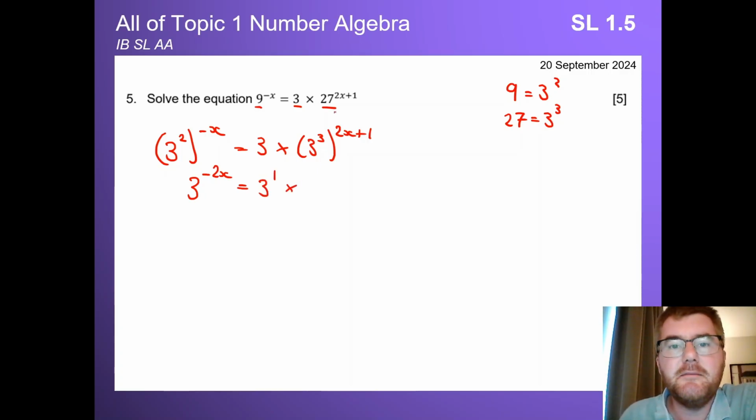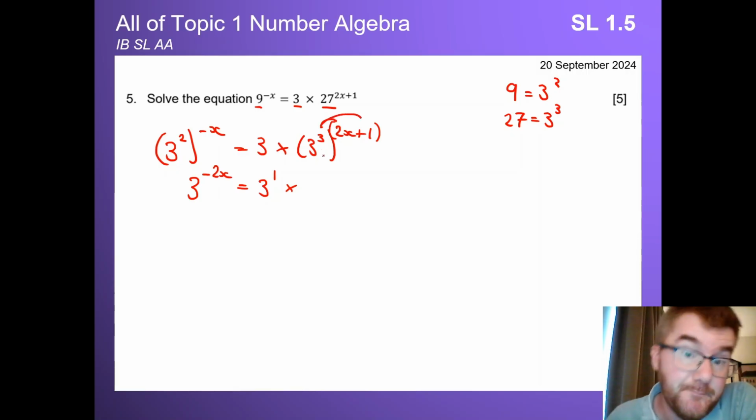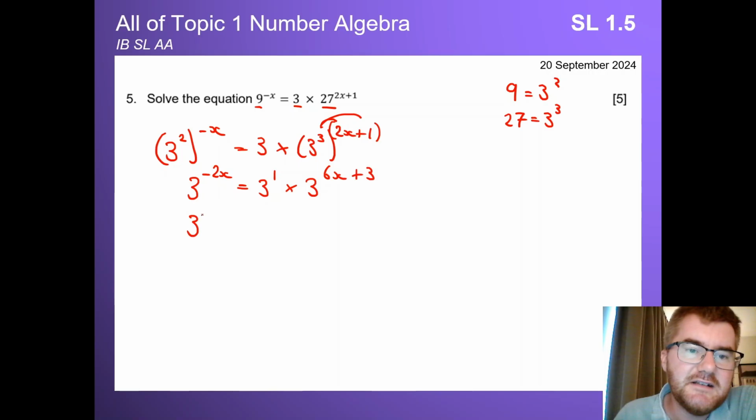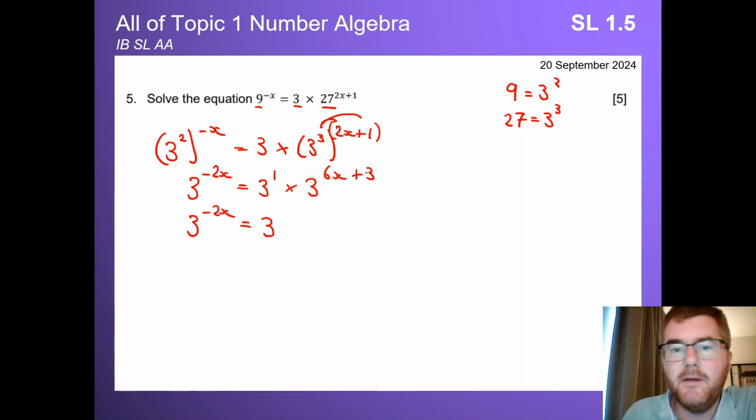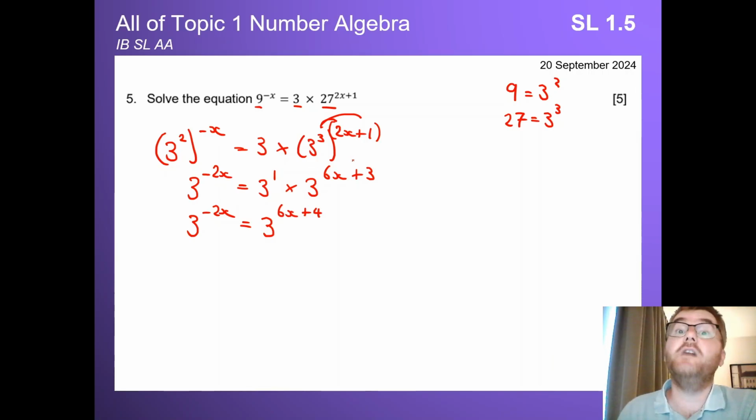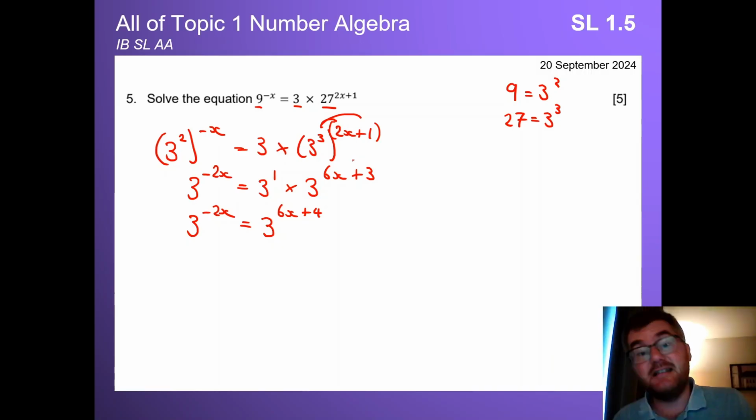And here we do the same thing. Notice we need to think of this as a bracket. So if we're multiplying the 3 by 2x plus 1, we have to multiply both aspects of it. So that means we get 3 to the power of, well, 3 times 2x is 6x, 3 times 1 is 3. And now just to tidy this up, notice our rules of indices. What can I do to combine these together? Well, I can just add the indices. So I get 3 to the power of 6x plus 4. Notice numbers add to numbers, the letters add to letters.